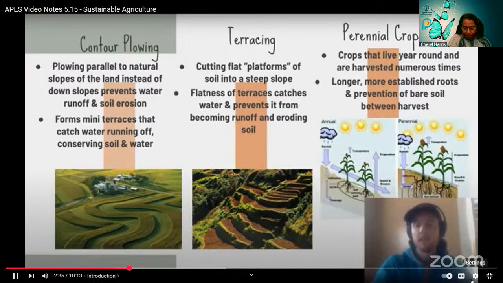So we can see in the diagram here, when you have a more complex root structure, when you have larger plants that come back year after year, they're going to help retain a lot of the soil moisture, and they're going to help capture a lot of that runoff and prevent it from carrying your topsoil down the slope and away from your agricultural fields.